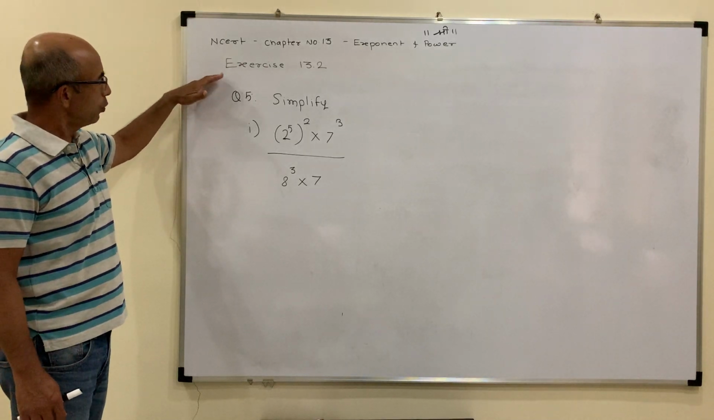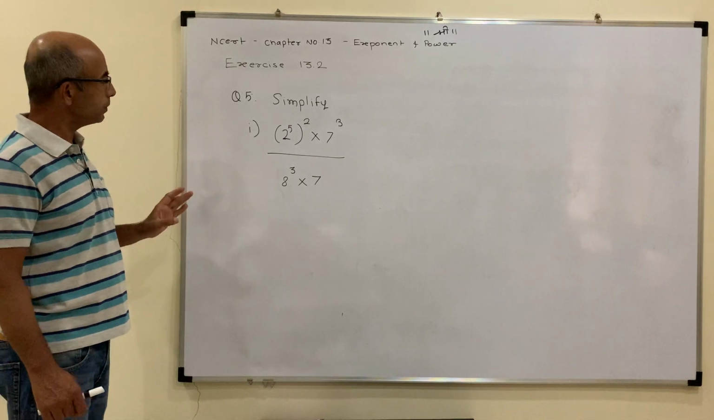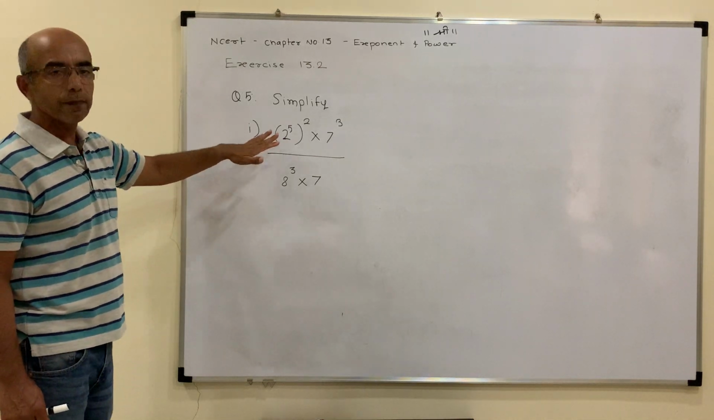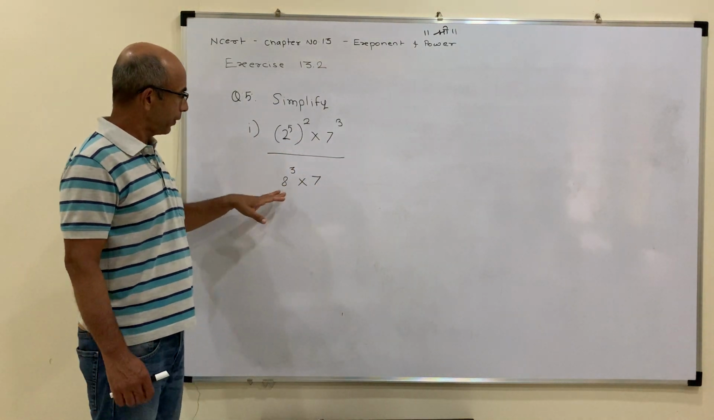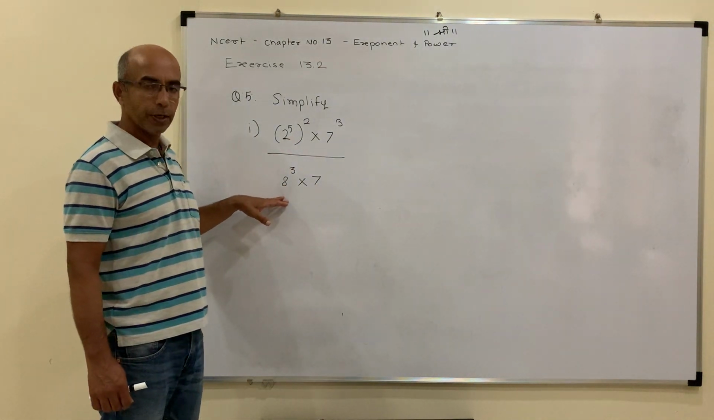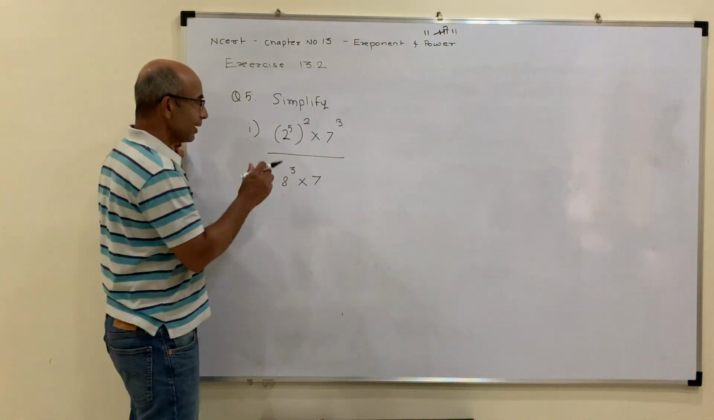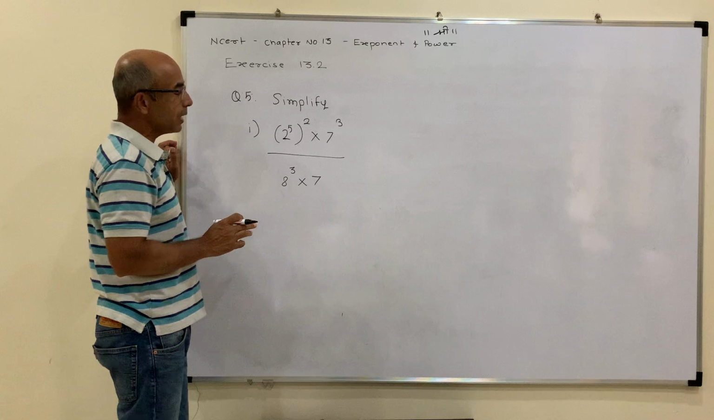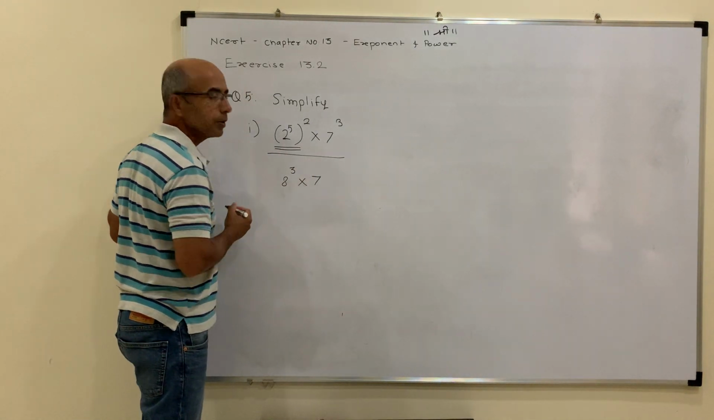Exercise 13.2, question 5, simplify. Our first sub problem is (2^5)^2 into 7^3 divided by 8^3 into 7. So now don't rush and try to solve too many things at one point of time. First we'll solve in the next step only this much.